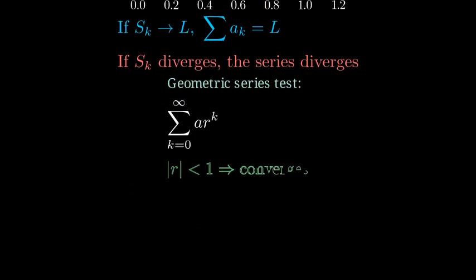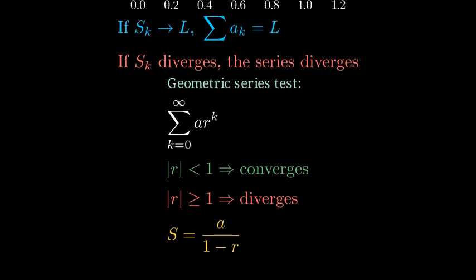A very important test is the geometric series test. If we have the sum from k equals 0 to infinity of a times r to the k, then the series converges when the absolute value of r is less than 1, and diverges when the absolute value of r is greater than or equal to 1. If it converges, the sum is a over 1 minus r.